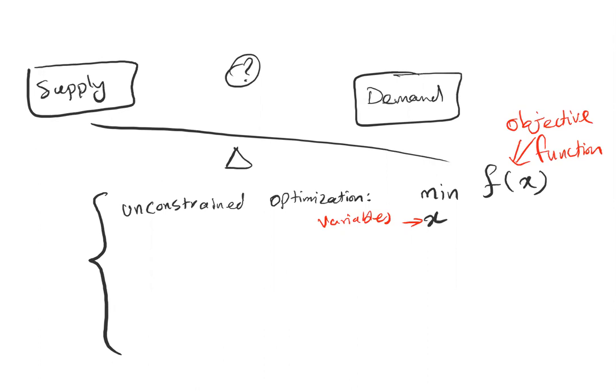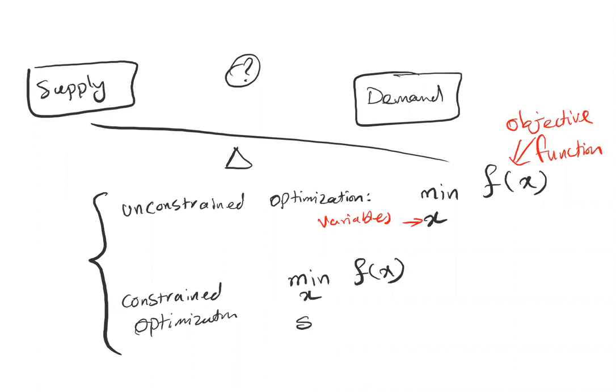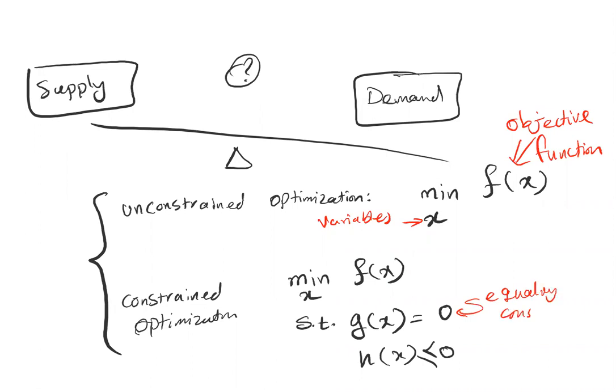The second type is constrained optimization. For the constraint optimization, let's say it's minimization, minimizing f of x, variables are x, subject to. After subject to, you write all of the constraints. G of x is 0, and h of x is less than equal to 0. All right, so this is called equality constraints, and this one inequality constraints.